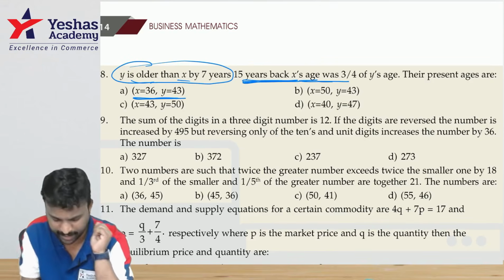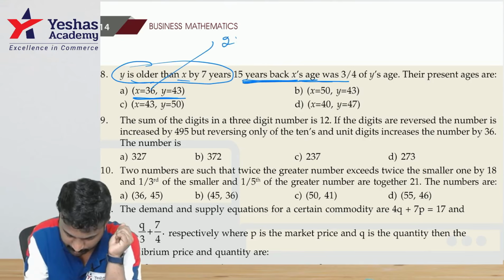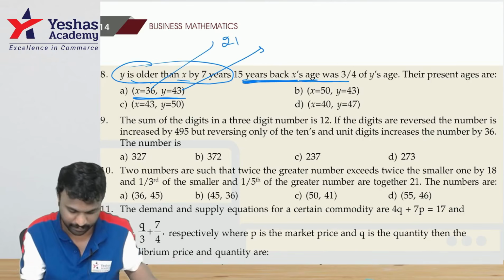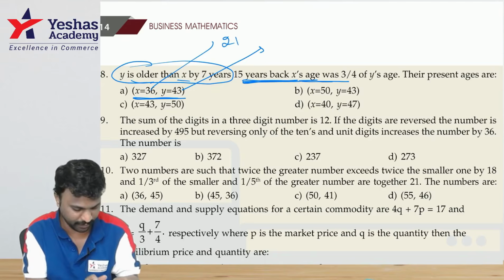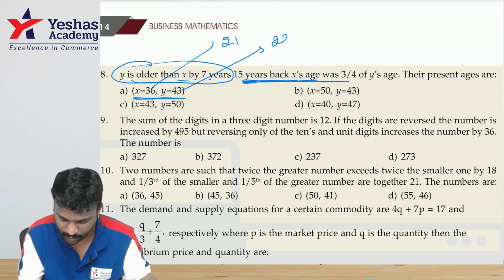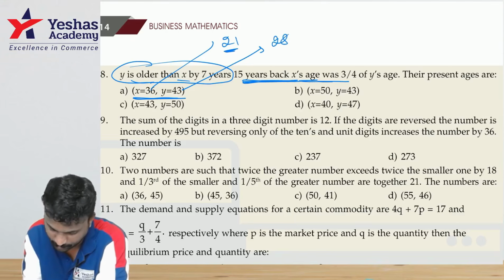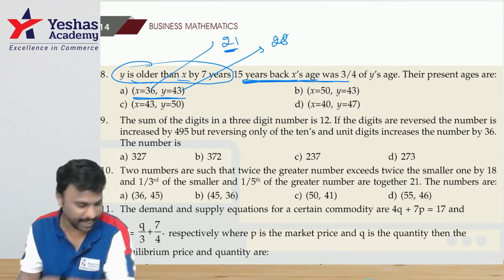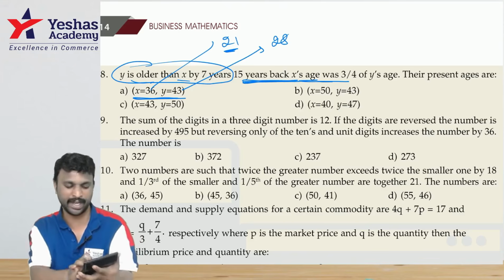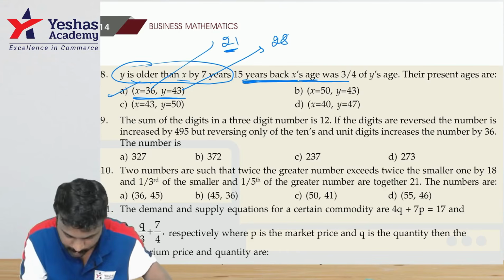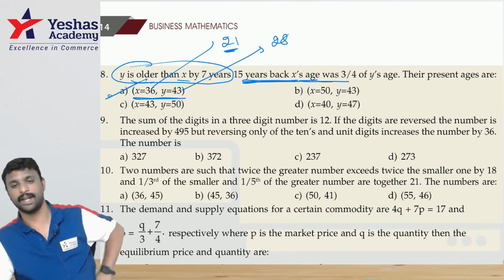Guys, 15 years back, X's age will be 21 and Y's age will be 43 minus 15. 43 minus 15 is 28, isn't it? So what is it that they have said? Isn't 21 is 3/4 of 28? What is 3/4 of 28? 3 by 4 into 28. Definitely 21. So option A itself is the right answer.